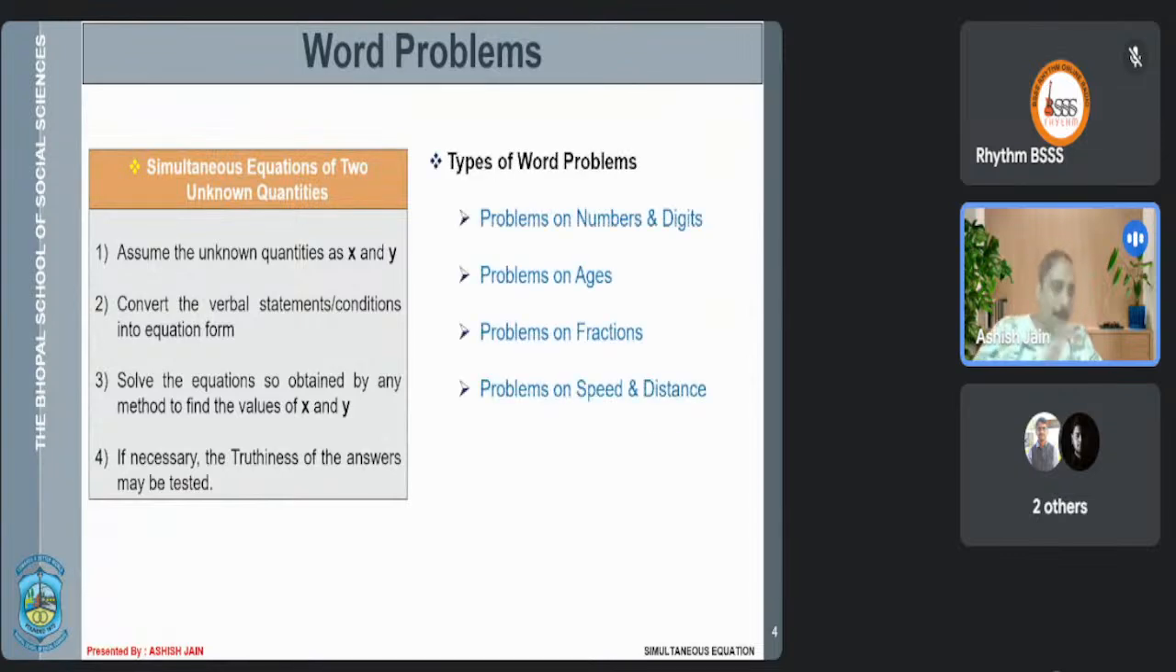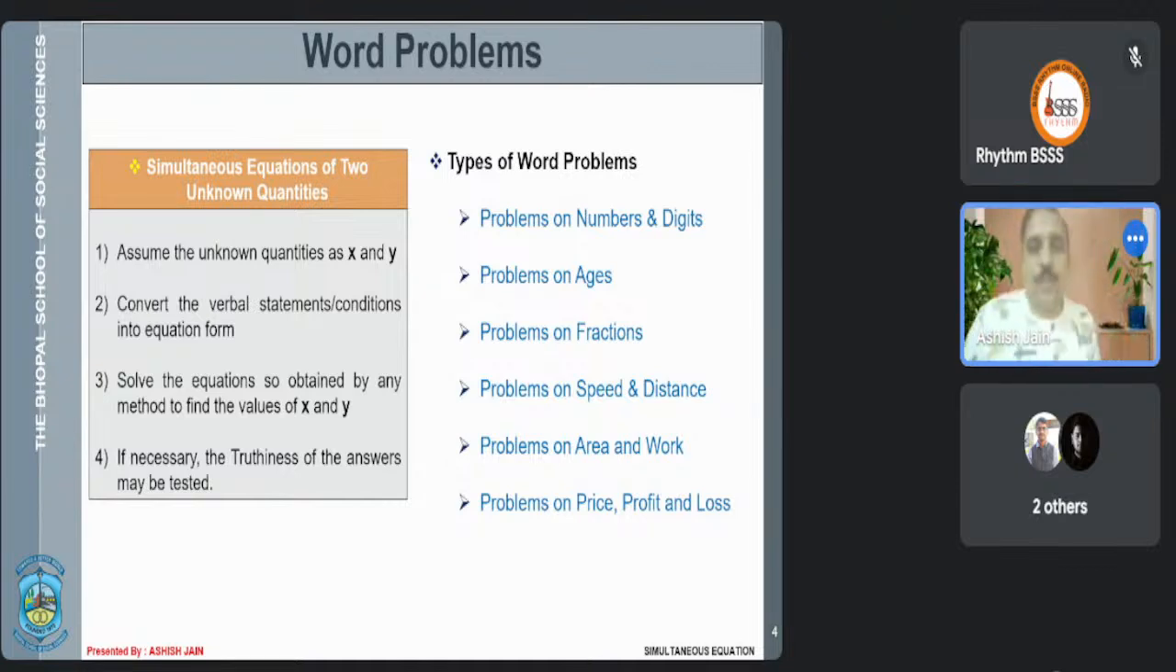Apart from these normal numerical problems, we have word problems in which a sentence, a fact, some information is given to you. From that information, you have to solve it. How do we solve? We assume the unknown quantities to be x and y. We convert the verbal statements so that they generate equations. For solving the values of x and y, you need to form two equations based on the information provided in the word problem.